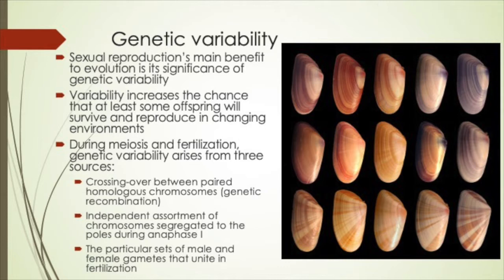So we talked about genetic variability when it comes to those crossing over events. Sexual reproduction's main benefit to evolution is its significance to genetic variability. Reproduction is imperative to genetic variability. Variability increases the chance that at least some of the offspring will survive in a changing environment.